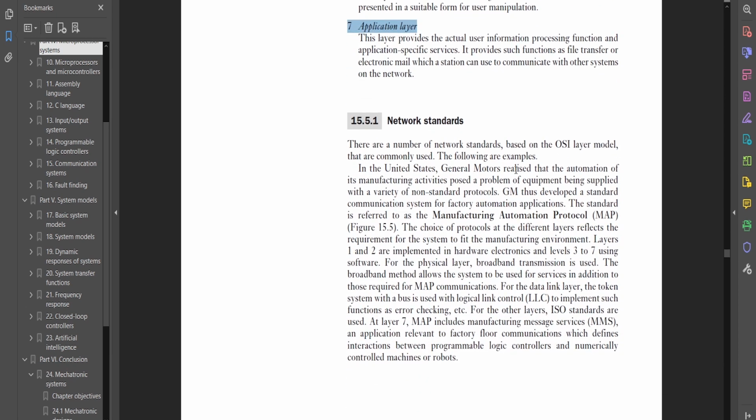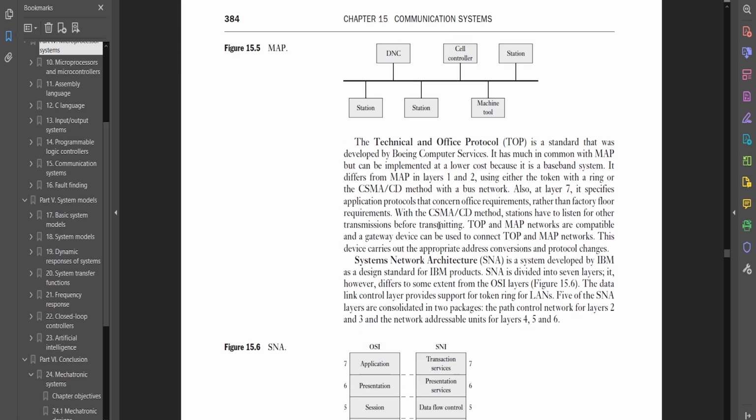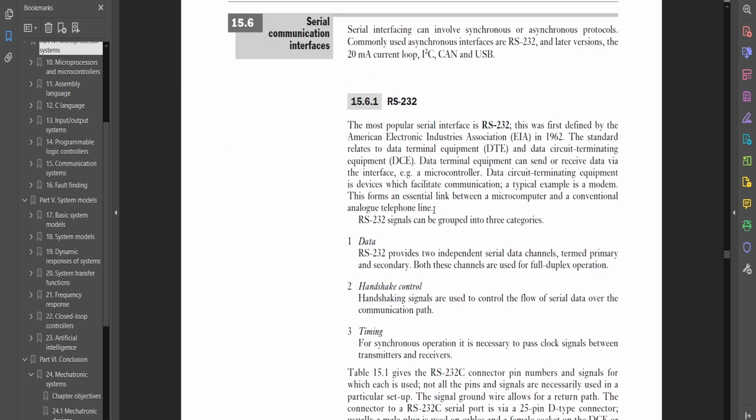Network standards. There are a number of network standards based on the ISO OSI layer model that are commonly used. The following are examples in the United States. Blah blah blah. Okay. RS-232. I learned about this last year. Serial communication interfaces. Serial interfacing can involve synchronous or asynchronous protocols. Commonly used asynchronous interfaces are RS-232 and later versions, a 20 milliamp current loop, I2C, CAN, and USB. Yeah, so RS-232 is super old, I believe, right?